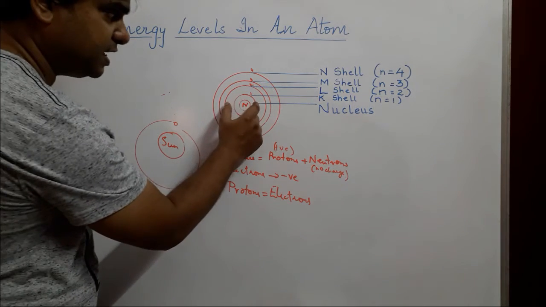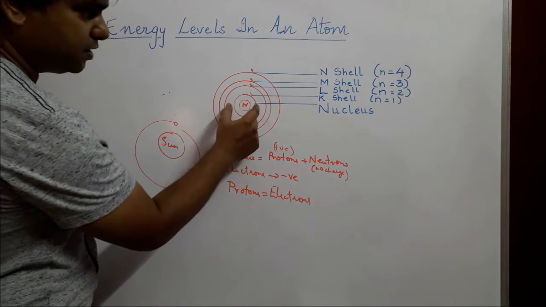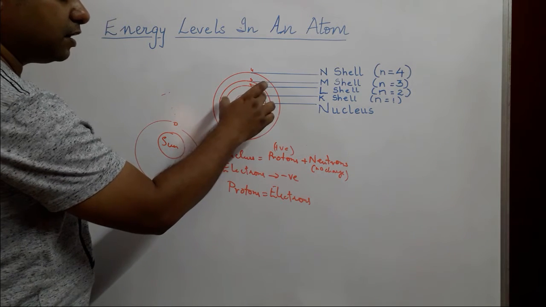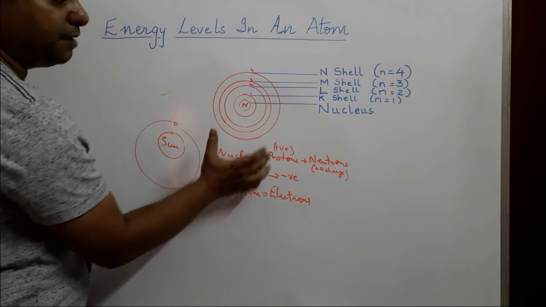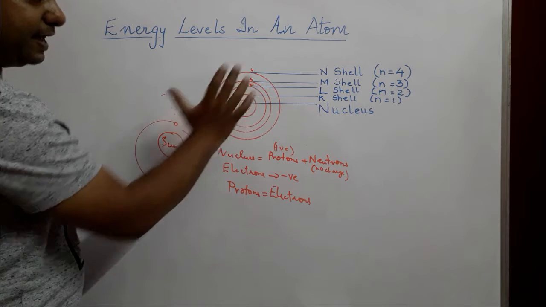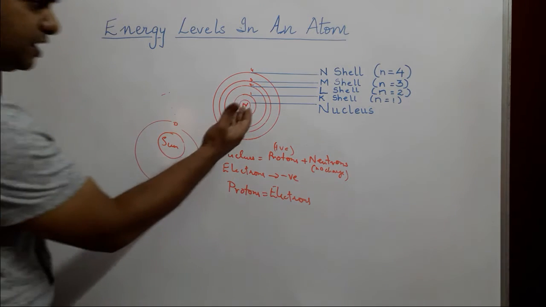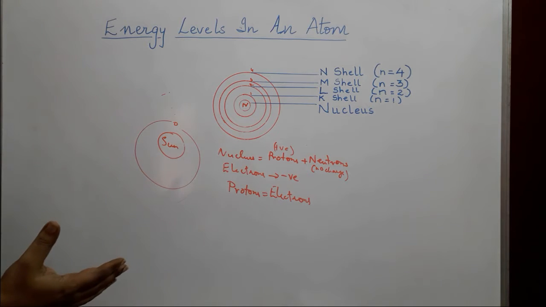But each shell has a limited space, and they don't have equal space, because if you have a look, the K shell is smaller. Then you have the L shell, which is larger than the K shell, but is smaller compared to the M shell. The largest is the N shell. If it is larger, that means it has more space for more electrons to be occupied. Okay, so similarly K shell, as I told you, it has space for just 2 electrons.